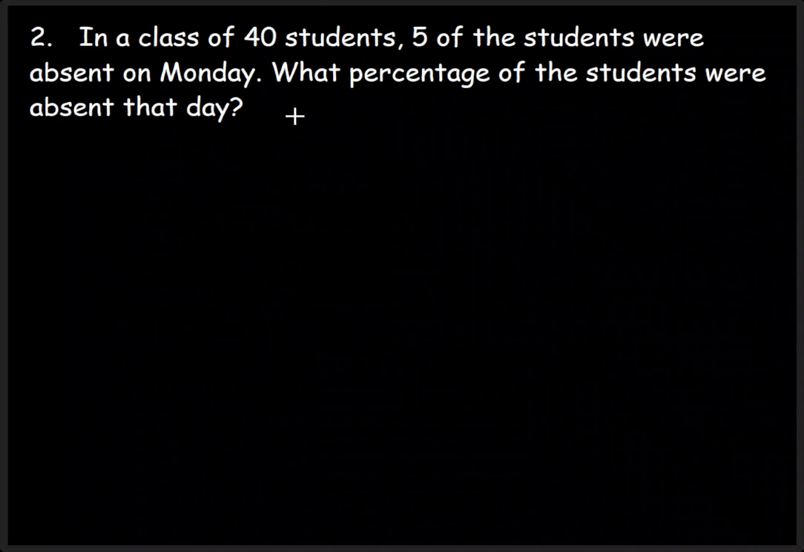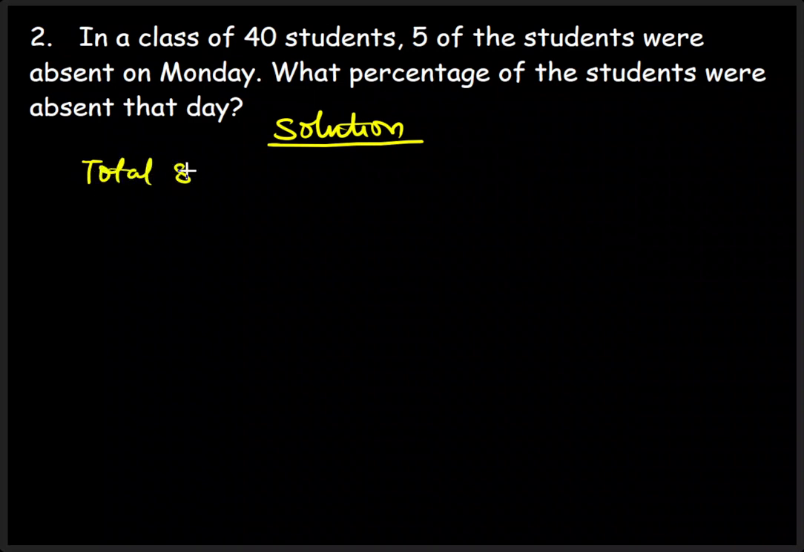Okay, let's move to number 2. Now, what's the question? In a class of 40 students, 5 of the students were absent on Monday. What percentage of the students were absent that day? So, in a class of 40 students, that means total students equal to 40. Five of the students were absent.